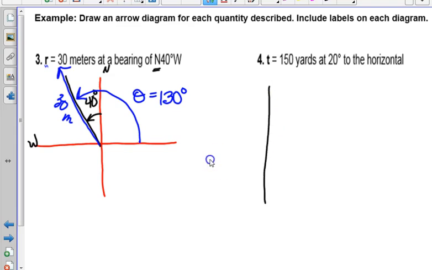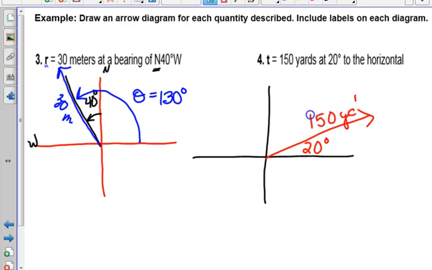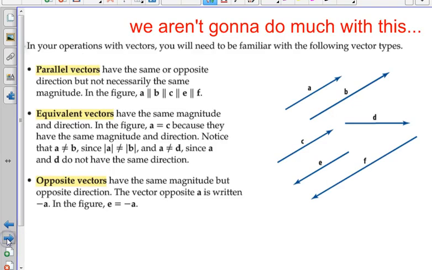One more. 150 yards at 20 degrees to the horizontal. I'm just going to go this way, 20 degrees, and label it 150 yards. We good? All right.